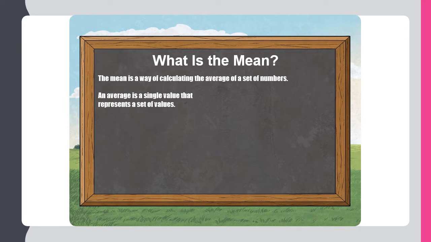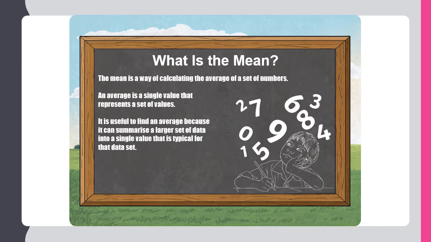Well, an average is a single value that represents a set of values. Okay, so if I went to the shop and I saw that they had a number of shoes there in different sizes, they had some size 4s, they had some size 5s, and they had some size 6 shoes, I might say that the average size that they have is a size 5. It's somewhere along the middle of the values that we have. It is useful to find an average because it can summarize a larger set of data into a single value that is typical for that data set. So just like in that example, if you said, roughly what size shoes do they have in that shop? I'd say, well, they have sizes around size 5. So it'd give you just an average, something that is helpful to represent all of the other values. So we know it's approximately that figure.